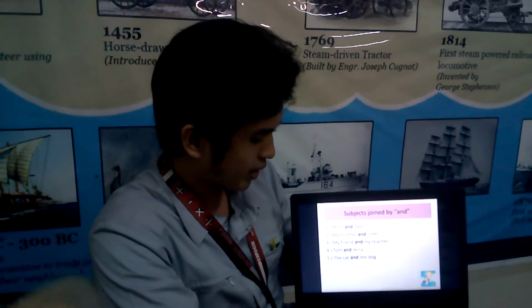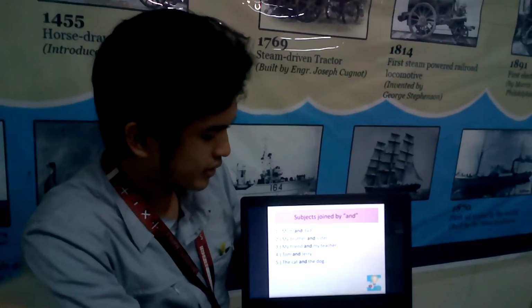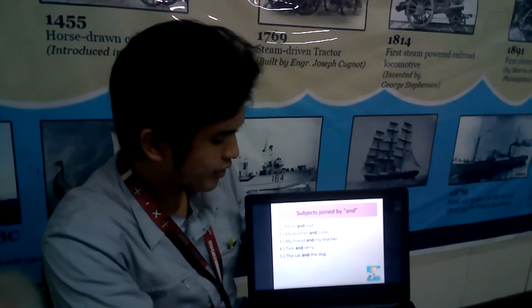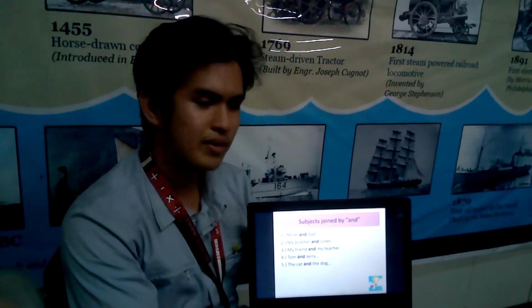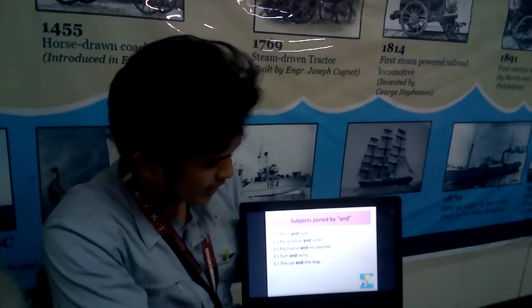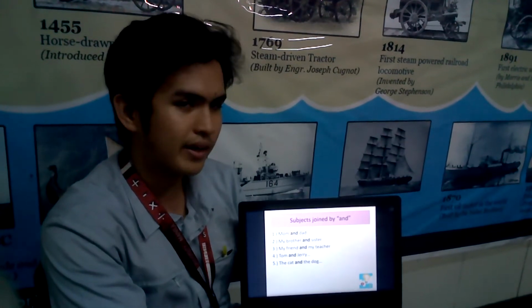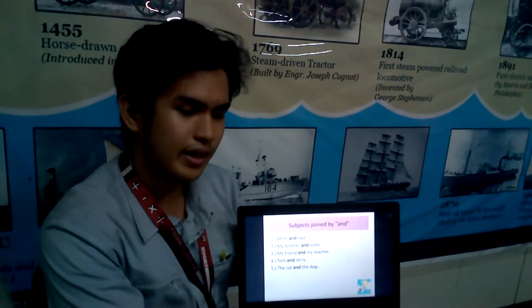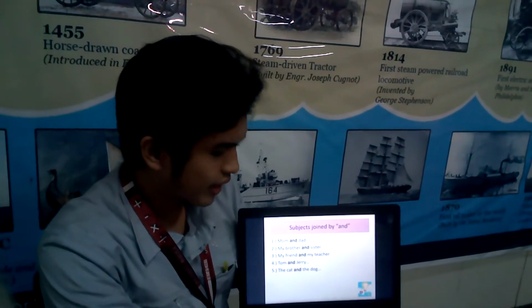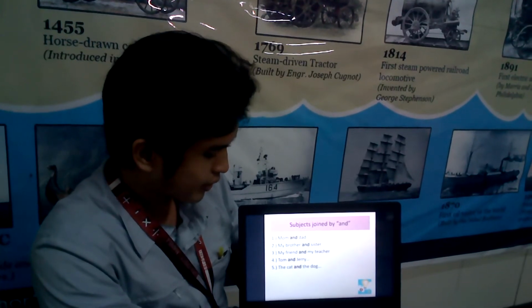Example number 1, mom and dad. First, what are subjects? The subjects in here are mom and dad. Subjects are the ones being described by the predicate. In my examples, I just showed the subjects so we can be clear about how they are written in terms of arrangement.